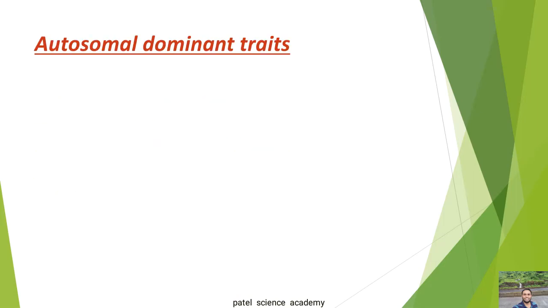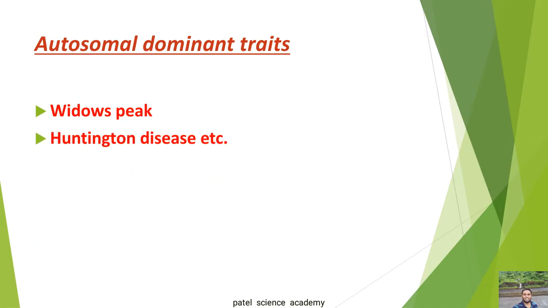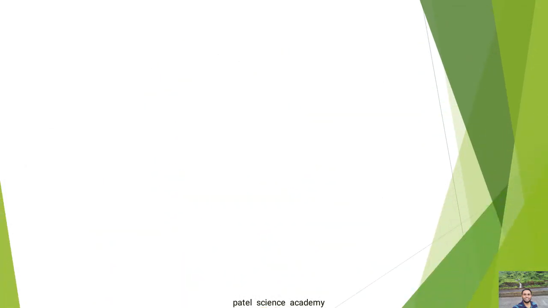So autosomal inheritance may be dominant, and it will be understood by the widow's peak and Huntington disease, etc. So we'll see it one by one. Widow's peak.